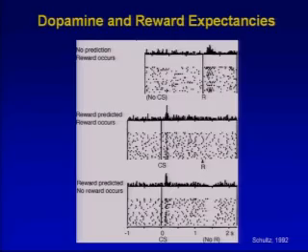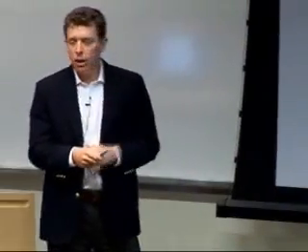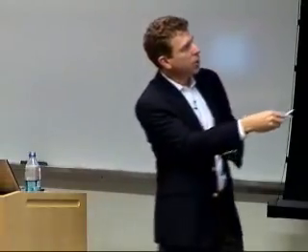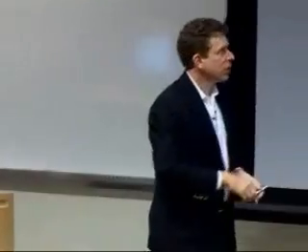This was done by a Swiss scientist, Wolfram Schultz. These are recorded from monkeys. What you're looking at are raster plots where each dot represents a dopamine neuron spiking. You sum these up, with time going this way, so you get a running histogram that tells you what's happening as a function of time.